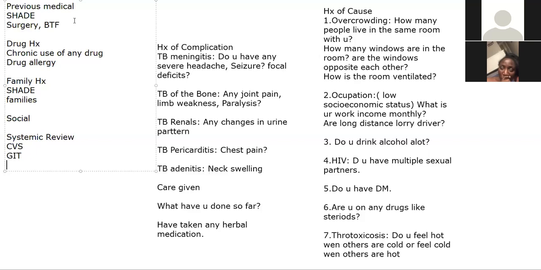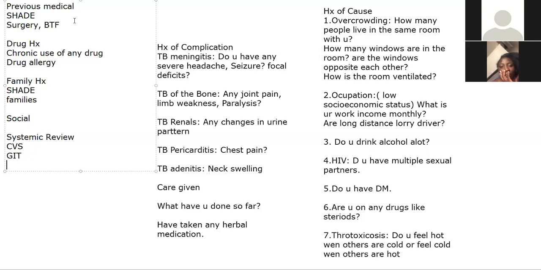Please, I also like to confirm, where do you live? How many people do you live with in the same room? And how many windows are in your room? Are the windows opposite each other? I also like to confirm, what do you do for a living? How much do you earn monthly, your monthly income?